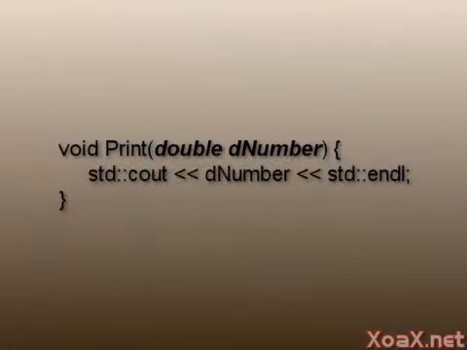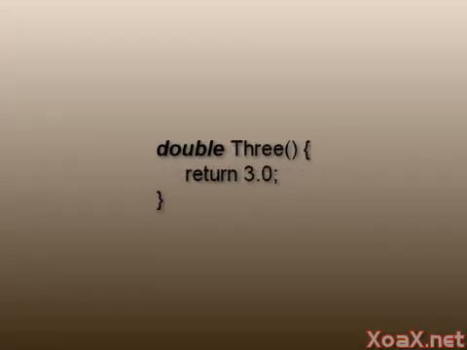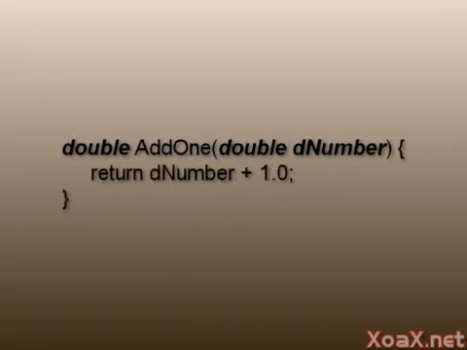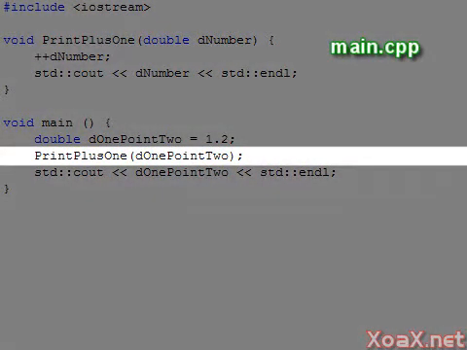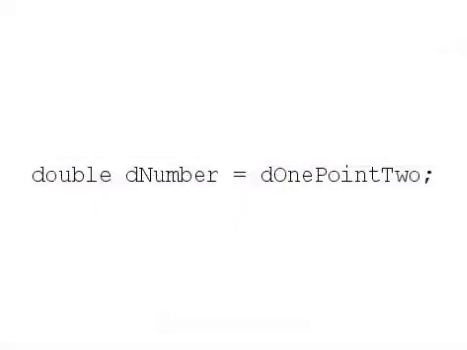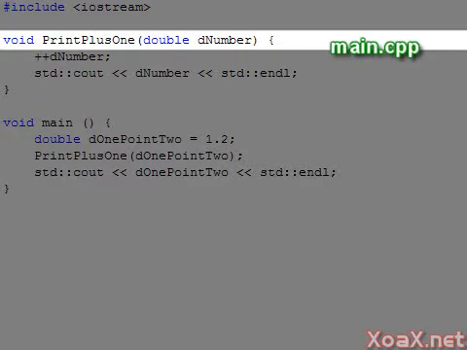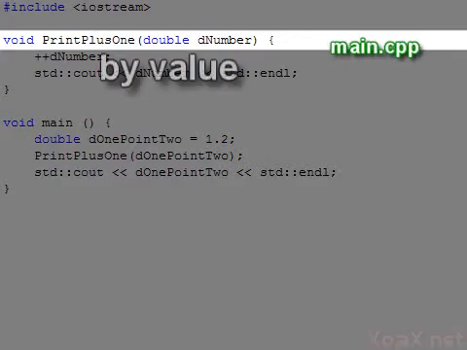Recall that functions can take in arguments like this. They can return values like this. They can even do both, like this. So what happens when we pass an argument into a function? The argument variable is declared and initialized when we enter the function, and it has local function scope. In this example, the argument's value 1.2 is copied to the variable number, which is local to the function. Since the value of the variable is copied, this is called passing an argument by value.